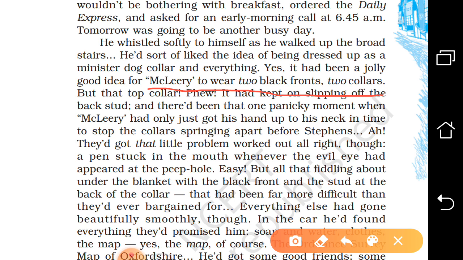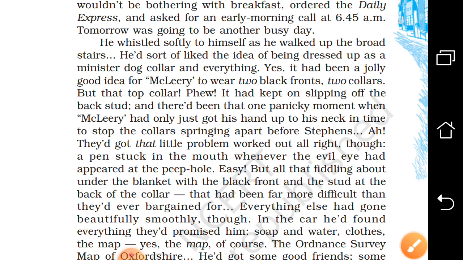McClary had only just got his hand up to his neck in time to stop the collars springing apart before Stephen's eyes. Oh, they had got that little problem worked out all right, with a pen stuck in his mouth whenever the evil eye had appeared at the peephole. Easy, but all the fiddling about under the blanket with the black front and the stud at the back of that collar had been far more difficult than they had ever bargained for. Everything else had gone beautifully, smoothly through.